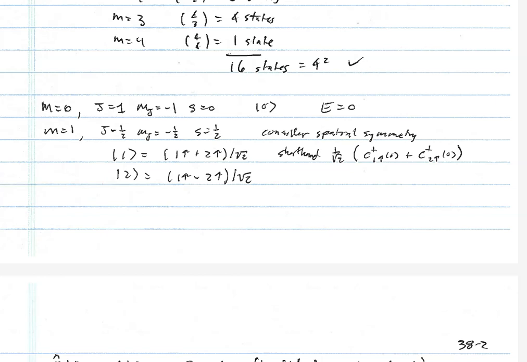I just want to make sure that you're clear that the 1 up plus 2 up is a shorthand for 1 over square root of 2, C1 dagger up acting on the vacuum plus C2 dagger up acting on the vacuum.